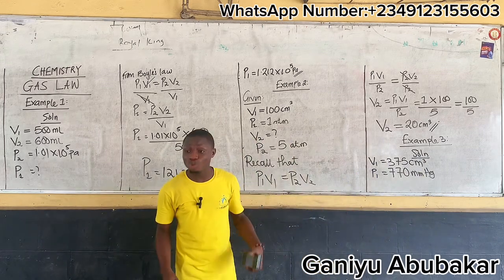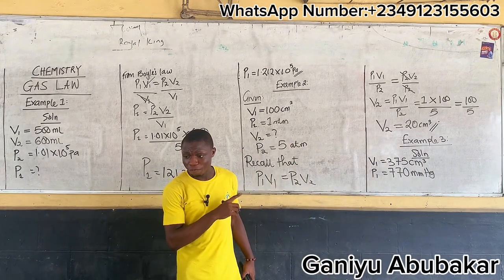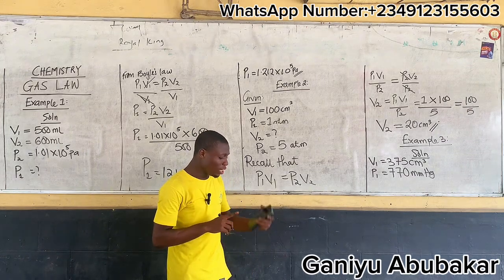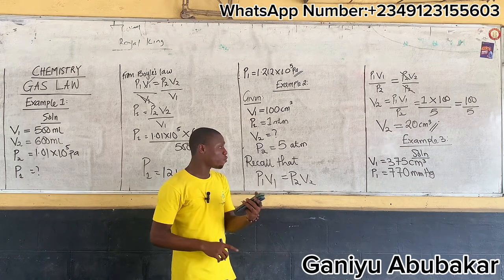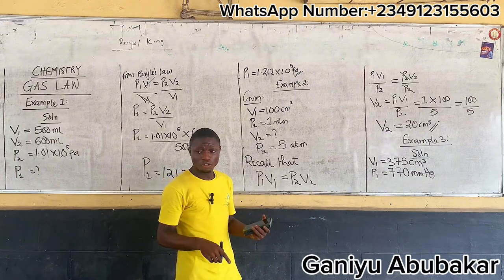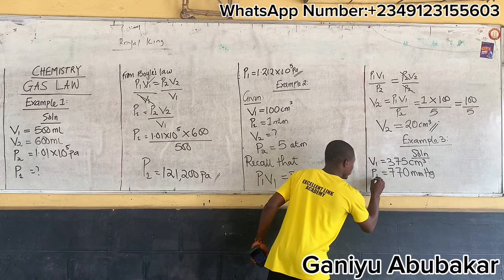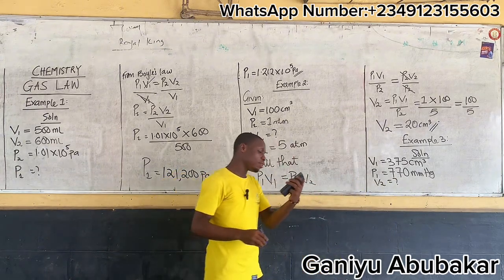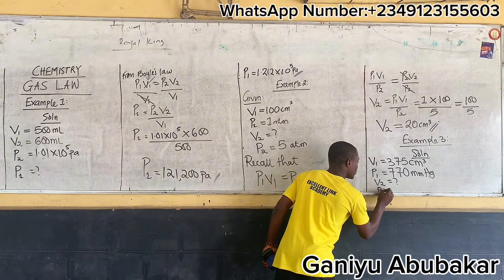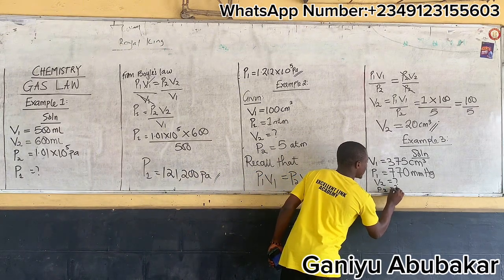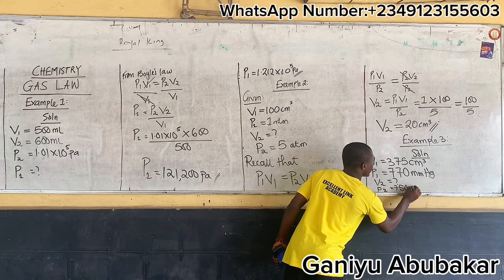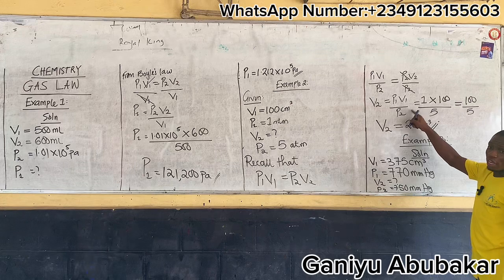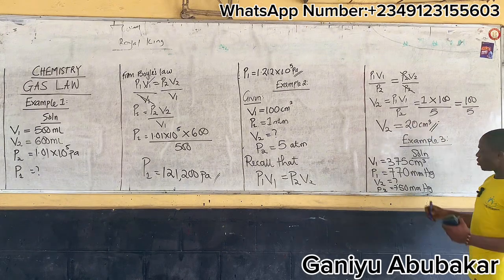It says find the volume. Is it V1 or V2? I'm looking for V2. What next? P2 is 750 millimeter mercury. So of course, obviously, I'll still use this formula.